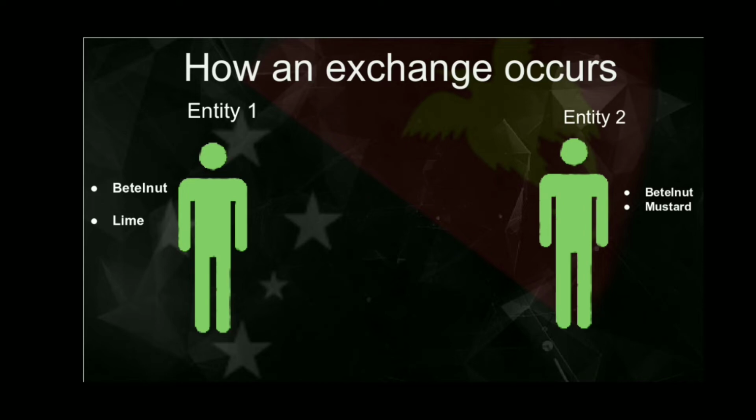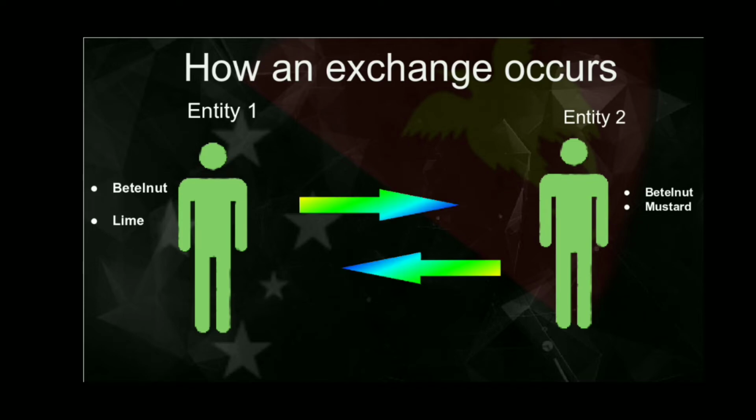Now, notice how both the entities have a bullet point missing. Those are actually the resources that both entities are lacking in. Well, since both are lacking in one of three components of chewing betel nut, there is a demand for it. So in order for them to fulfill that demand, they both exchange. And not just exchange anything, but exchange what they both are lacking in.